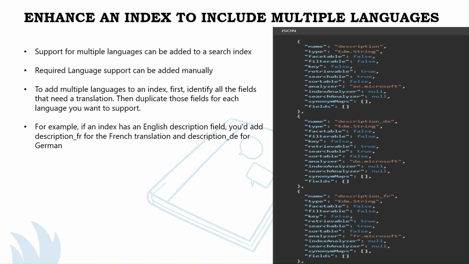For example, let's say you have a field called description for your index in English. To add French and German support, you would create new fields like description underscore fr for French and description underscore de for German. It's really just about adding new fields for each language you want to handle. This approach ensures that your index can handle queries in different languages and return the correct language specific content, making your search results much more relevant to a global audience.